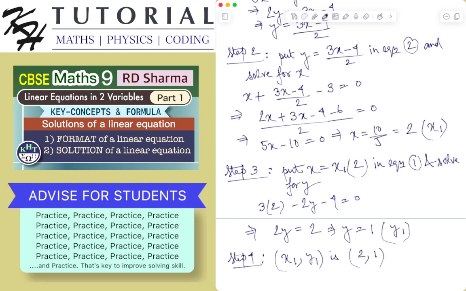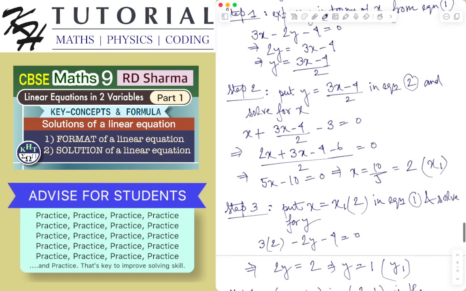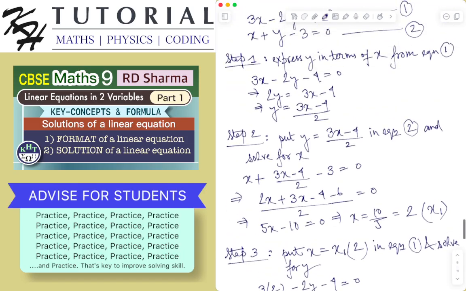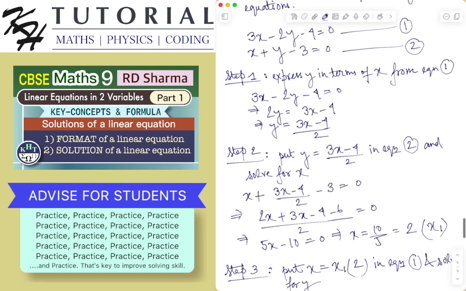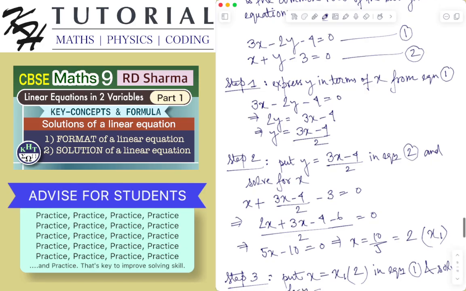So I can say that 2 comma 1 is the common root of the two given equations, that is 3x minus 2y minus 4 equals to 0 and x plus y minus 3 equals to 0. So this is how we find a common root. This is a very simplistic and very basic method of finding a common root between two linear equations of two variables x and y. There are smarter ways which possibly you will learn in the next class, that is in the class 10.